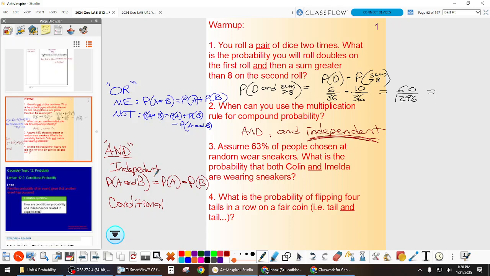If it's not and, if it's or, what are we doing? Anyway. Are we multiplying? No, we're adding, right? So that's not an issue.